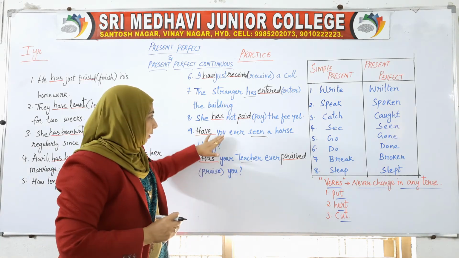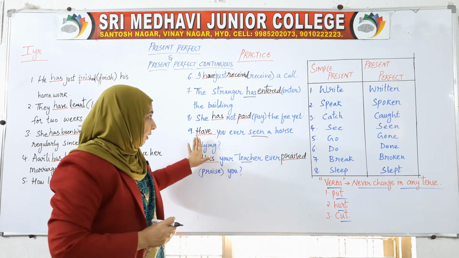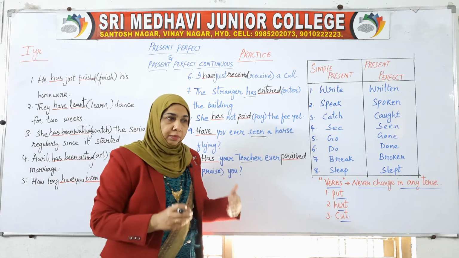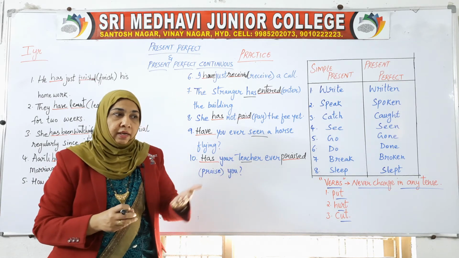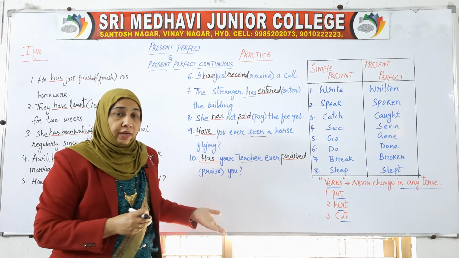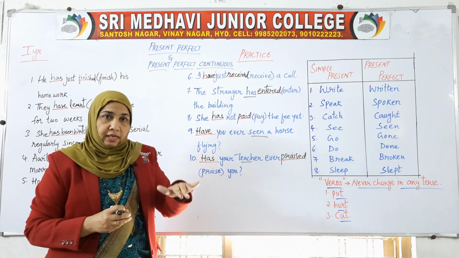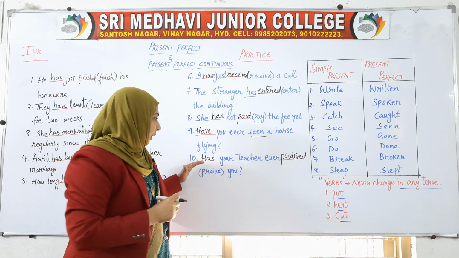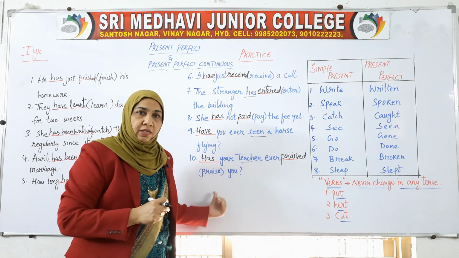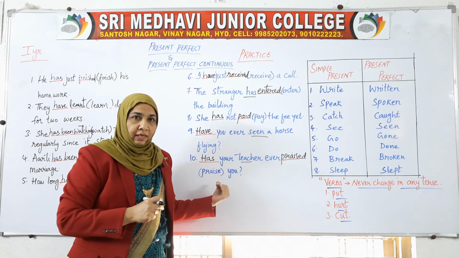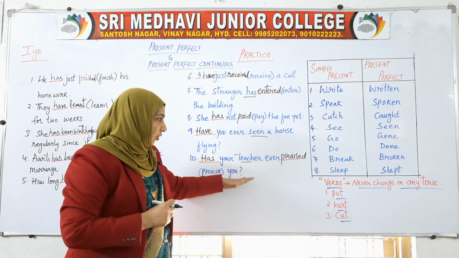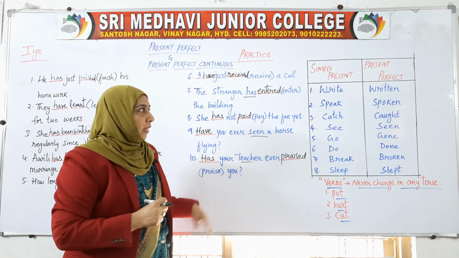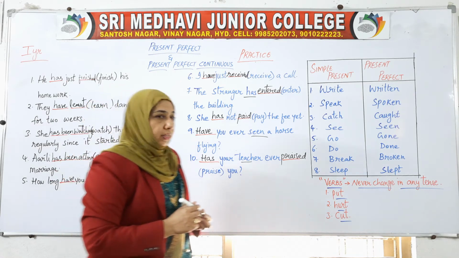Okay, so what have we got from here? Even though here it is you, it is your, what direct question is it? Have you ever seen a horse flying? That means directly asking the person, have you ever seen a horse flying? But here the question is asking the person about the teacher. Has your teacher ever praised you? Okay. So this is actually the criteria we have to follow, and I hope you have understood well.